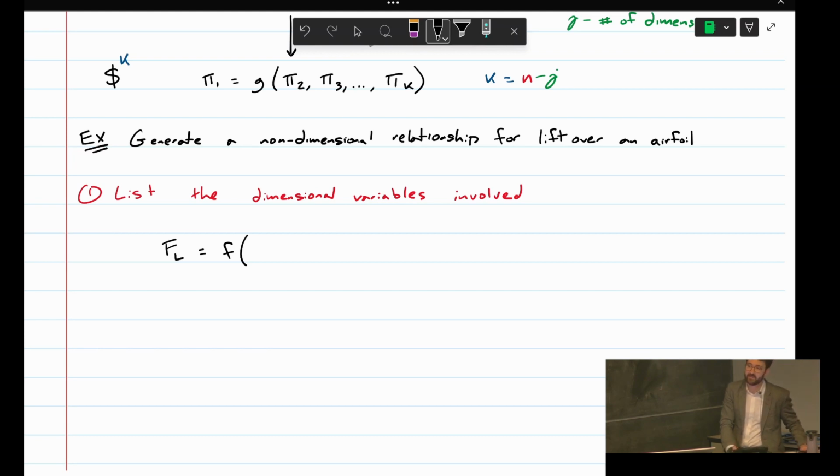So maybe you guys can help me. Any variable? Yep, the speed, right. So with a given airfoil, if we have a higher speed, we'll get more lift, right? Yep. Viscosity, okay. So we're going to use mu here. Okay, anything else?